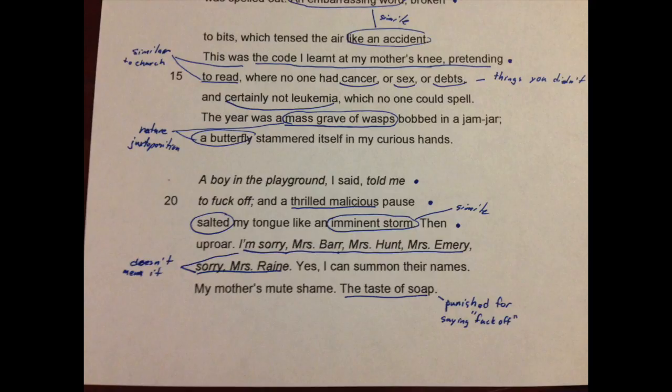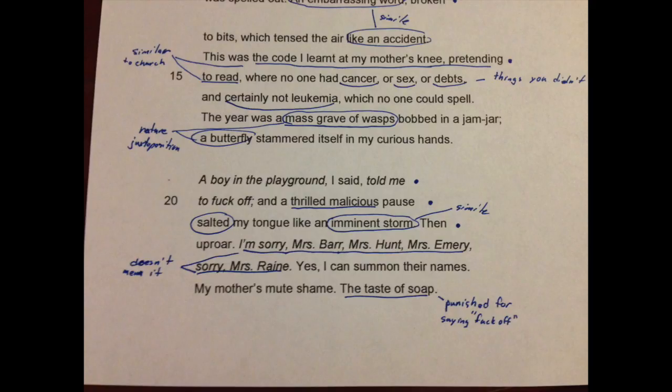Then she says, I can summon their names. So it shows that with this rebellion, she's using it as a way to almost feel powerful, because she's first breaking the social rules and then showing that she knows all their names and this isn't her first time in the lounge setting. And then the last line, my mother's mute shame, the taste of soap. So we're seeing that she's being punished for telling this story, and more specifically for saying "fuck off."